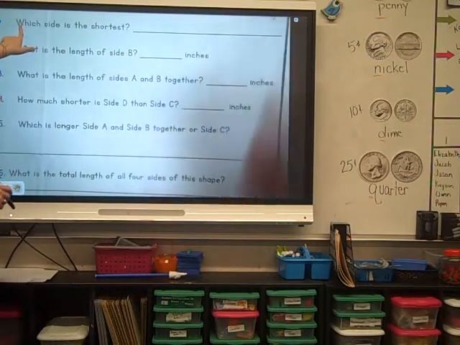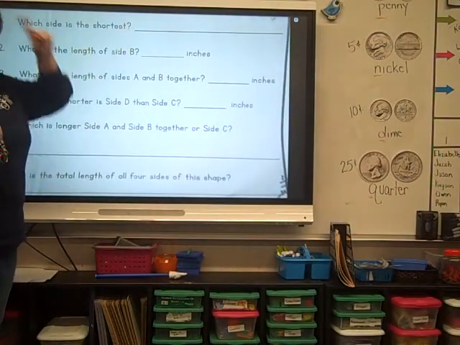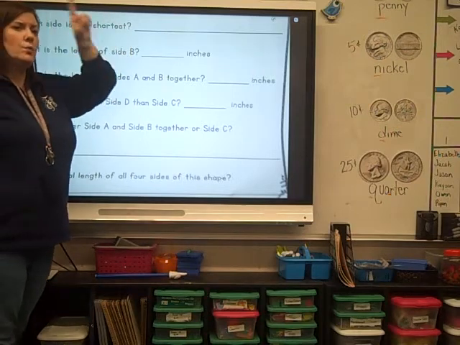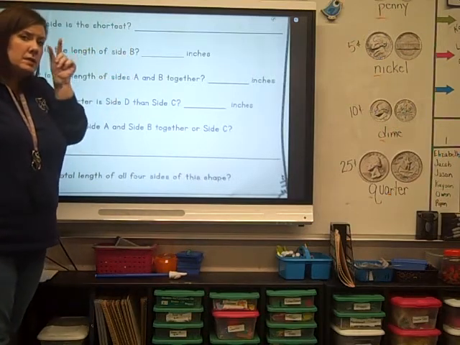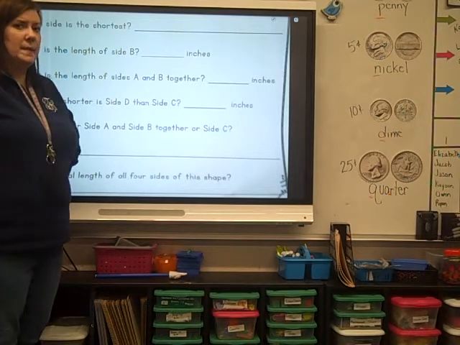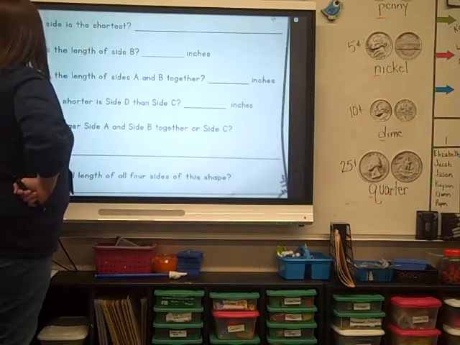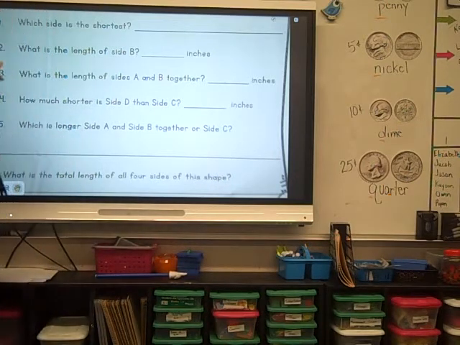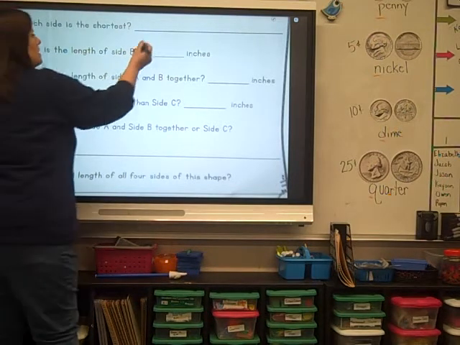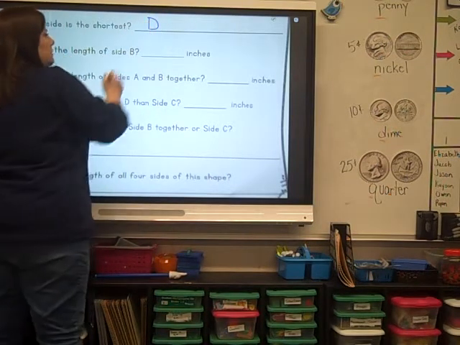So number 1, which side is the shortest? Look up there at the top and see which side is the shortest. Is it A, B, C, or D? Well, over here in my notes, I've got D is only 2 inches long. So side D is the shortest. So all you have to do is put a D. All right?